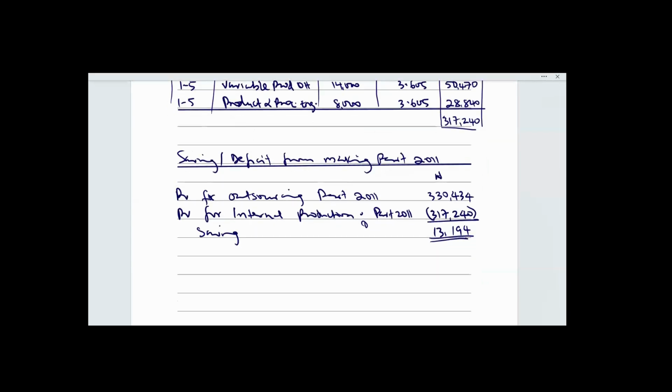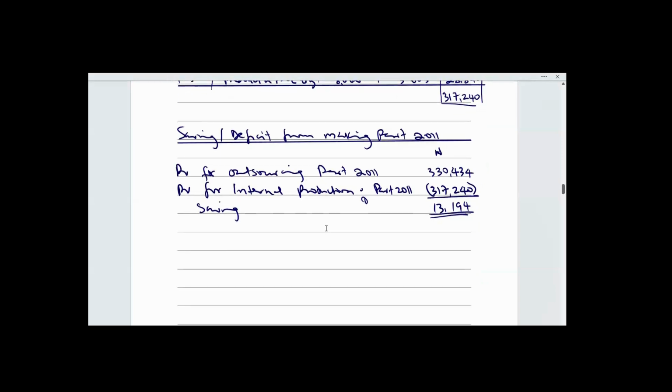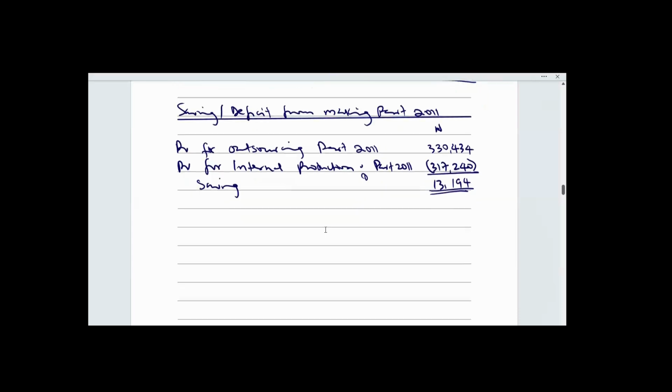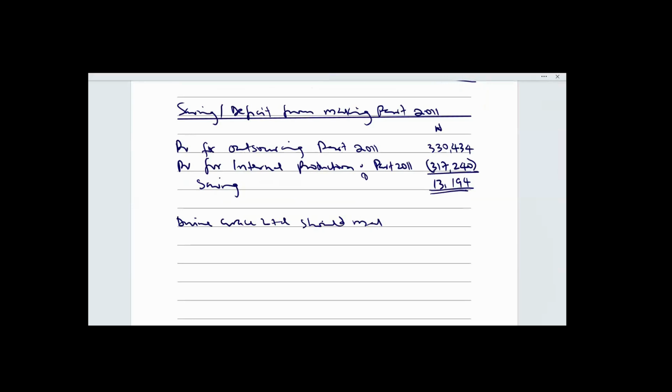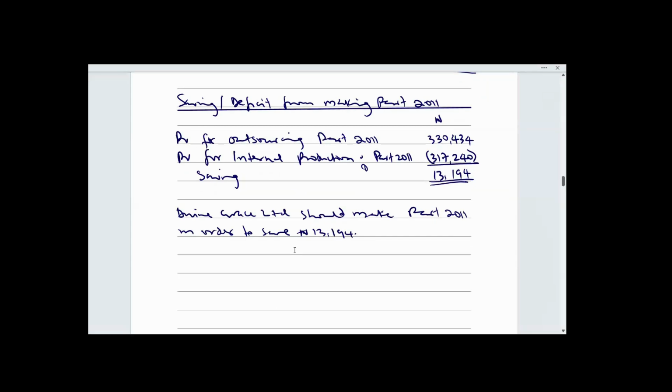So examiner is now asking you, should DG Limited outsource part 2011? So the present value of outsourcing is higher than the present value of internal production. Therefore, DG Limited should make part 2011. I would then say Divine Grace Limited should make part 2011 in order to save 13,194 naira, as shown in the calculation above. If you want to go further, that answers requirement number A.